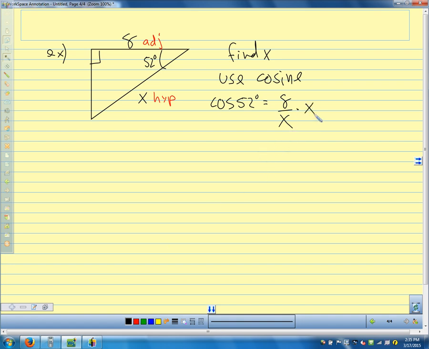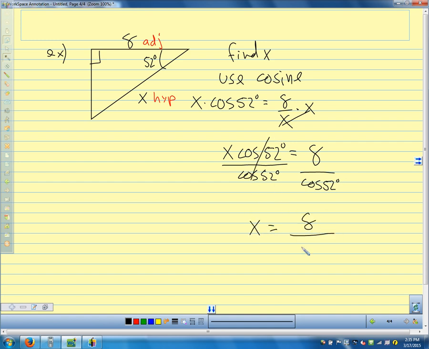Multiply by x. We've done problems like this before, but I just want to make sure, so those cancel. So I get x cosine 52 degrees equals 8. How do we get x by itself now? What is cosine 52 doing to x? Adding, subtracting, multiplying, or dividing? Multiplying. How do we undo multiplication? Divide. So I'm going to divide by the cosine of 52 degrees. That's just a number. Those cancel, and I get x equals 8 divided by the cosine of 52 degrees.